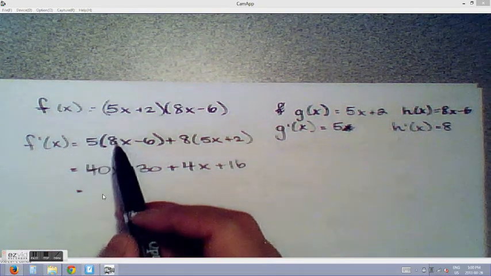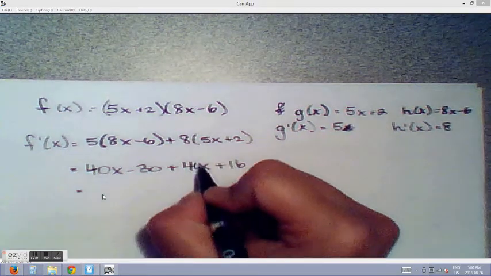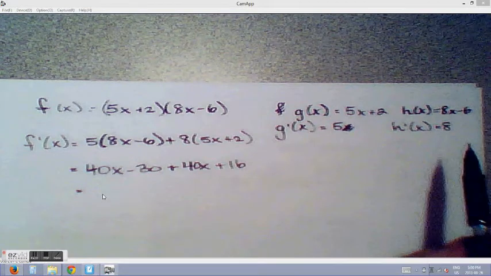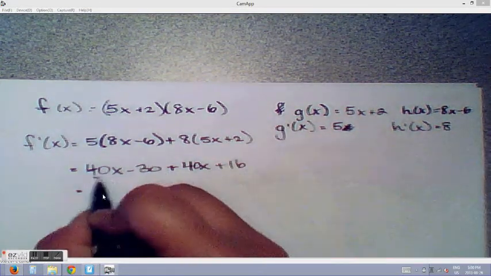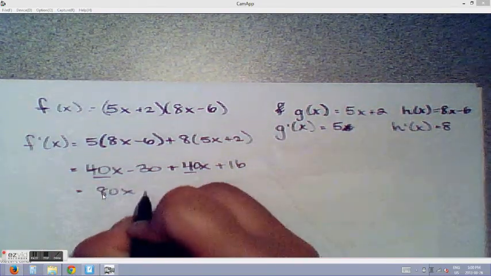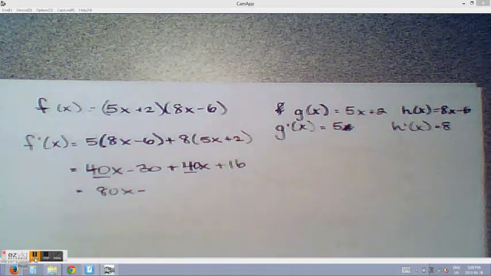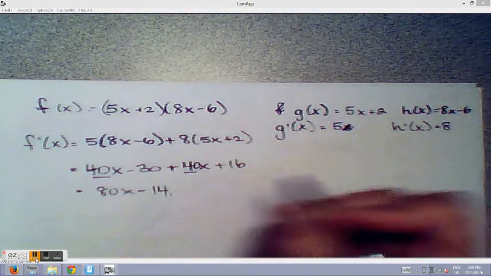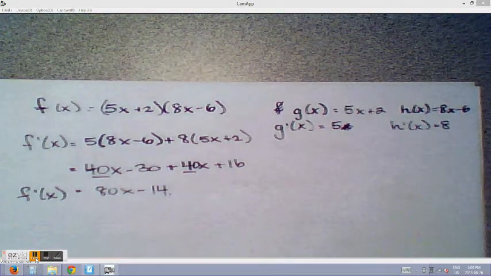So we've got 40x, minus 30, 40x, plus 16. Now collecting like terms, 80x minus 14, and that gives us f prime at x. That's our derivative.